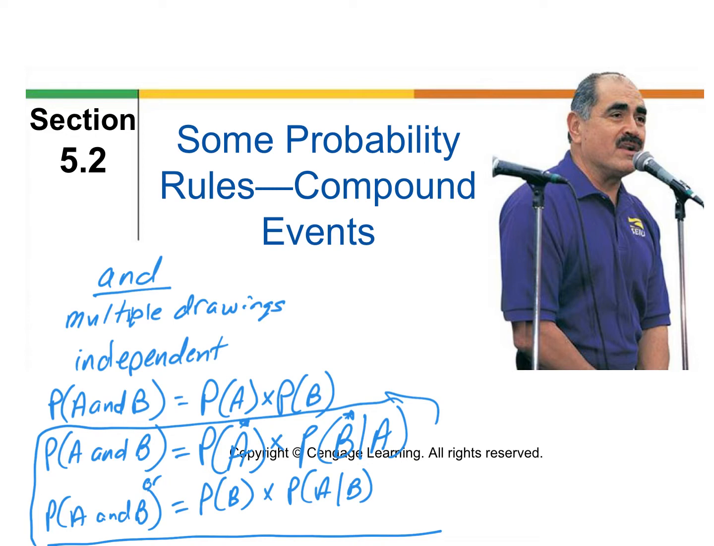This one, the events are independent, and you simply multiply the two probabilities together. This one is when they are not independent. Some books call it dependent, some books call it not independent. It goes hand in hand. I was always a not independent type of teacher.